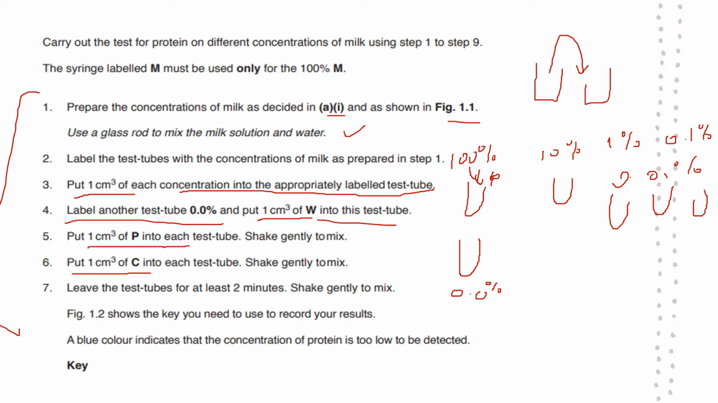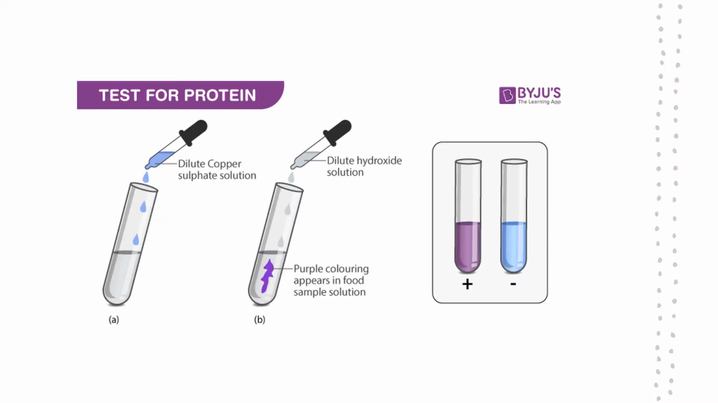And then they've told you that a blue color indicates that the concentration of protein is too low to be detected. Now I put this here just to show you what it would look like. When you do a protein test, a negative test is basically one that is blue, because what that tells you is that there is too low a concentration of protein, or there is no protein at all. What this means is that in your test tube that you labeled W, or the one that was 0.0%, where you put just water, the solution should come out blue.